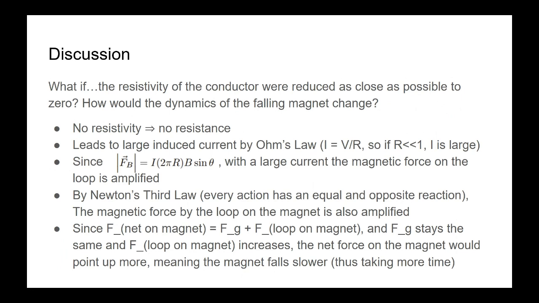So the F net, which is Fg, which doesn't change, plus the force of the loop on the magnet, would get much higher because the force of the loop on the magnet is now higher. So the force would point in the plus y direction more, meaning the magnet would fall slower.